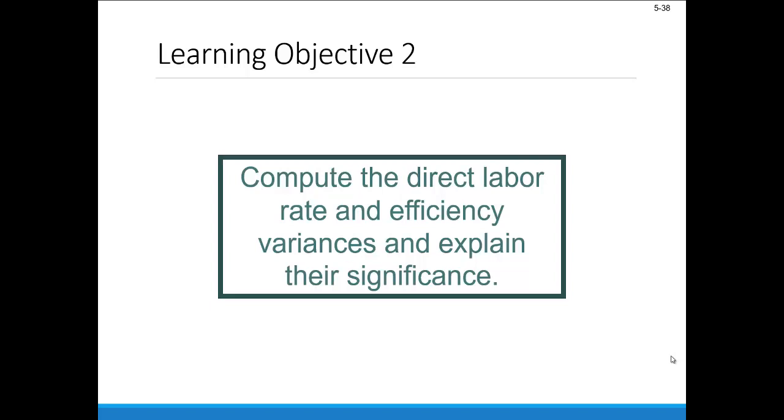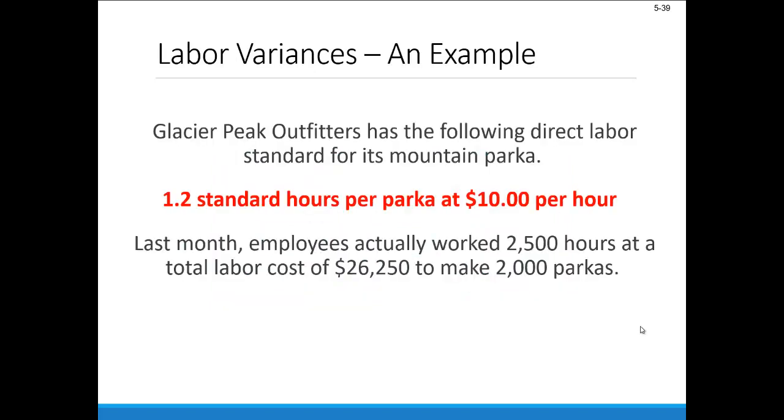Welcome back, everyone. This is the second discussion video for Chapter 10, and it starts here with Learning Objective 2, which is to compute the direct labor rate and efficiency variances and explain their significance. The nice thing about our labor and overhead variances is that they're very, very similar, at least in terms of how we calculate them, to our materials variances, the price and quantity variances from last time.